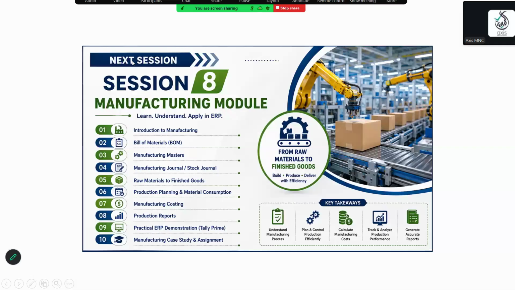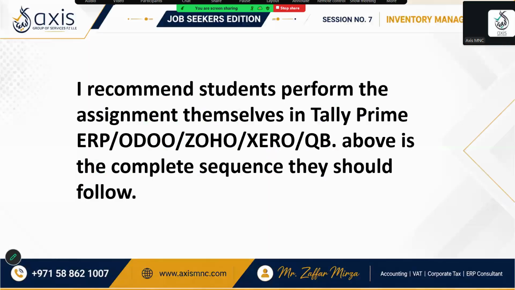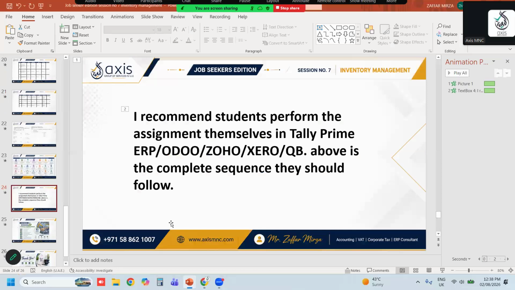So next session will be the manufacturing session: bill of material, manufacturing masters, manufacturing journal, raw material to finished goods, the full journey. We'll see in the next session. Now we'll see.